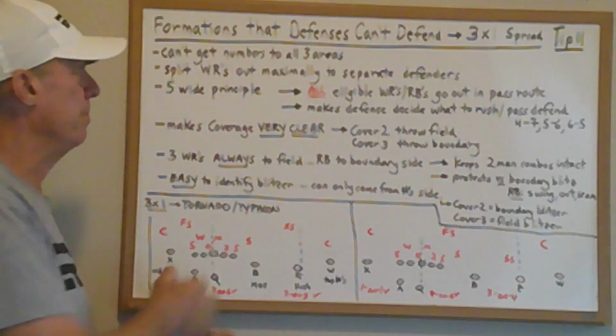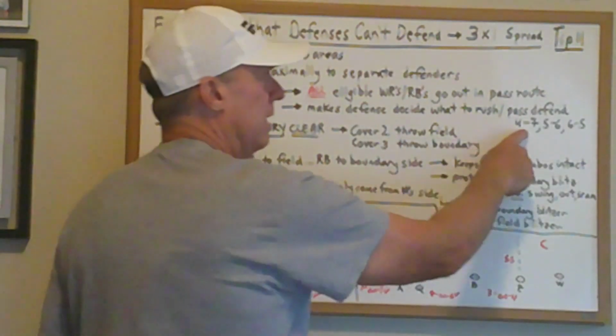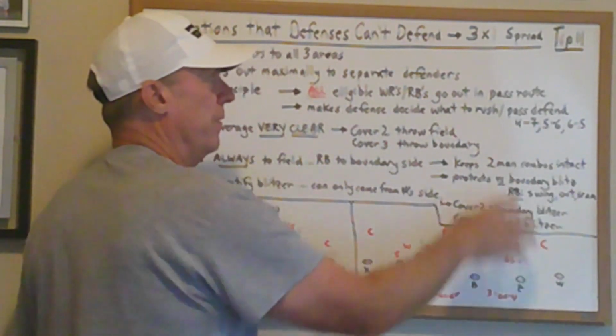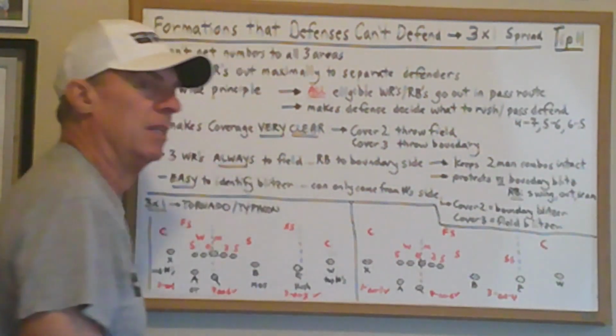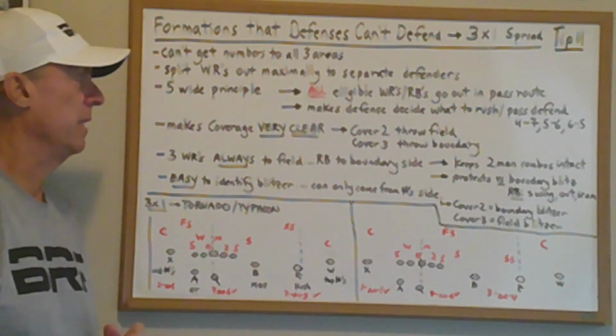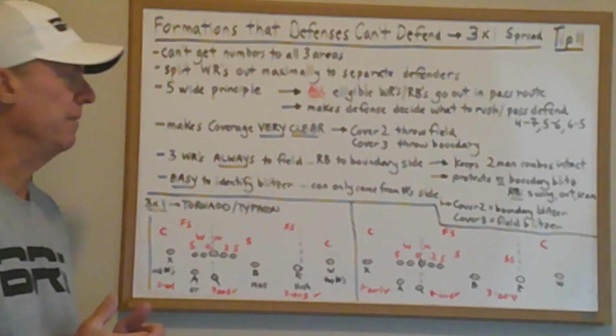So simply by sending all 5 receivers out, I can see what they want to defend, whether they want to rush the passer or defend the pass, just by looking at the numbers that they have. That's one of the advantages that a 3-by-1 formation gives you.